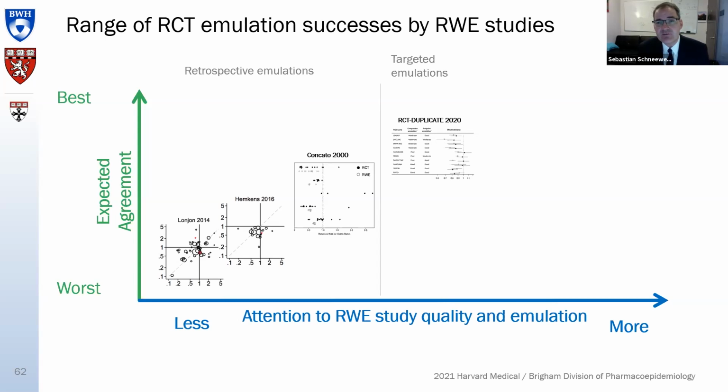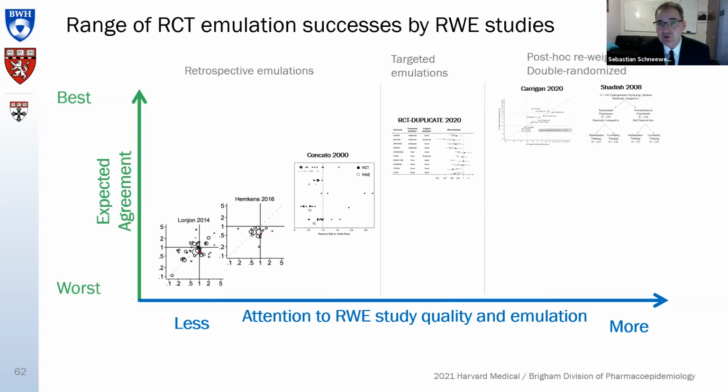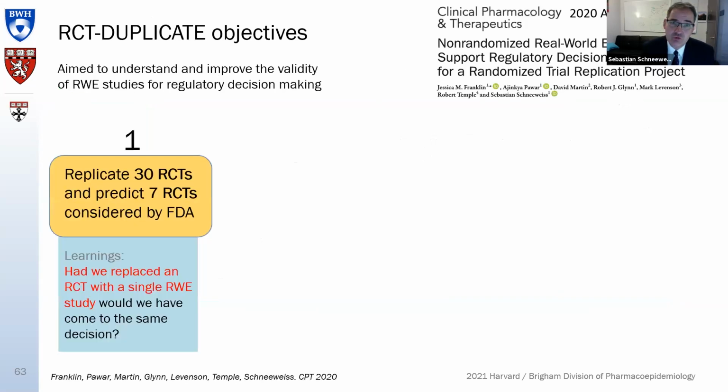Our project is about here. We have very targeted emulations. We identified a trial and then mimic the trial as closely as possible. And there are other exercises where you do post-hoc re-rating of your population towards the trial. We did not do that, or these double randomized study designs where we actually find almost exactly the same finding as the randomized controlled trial.